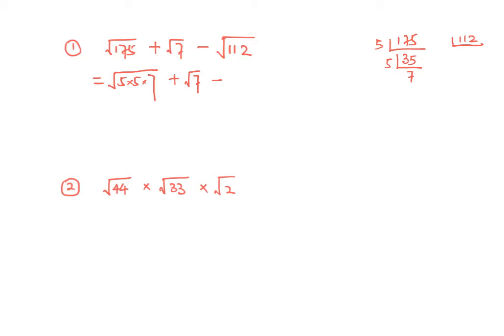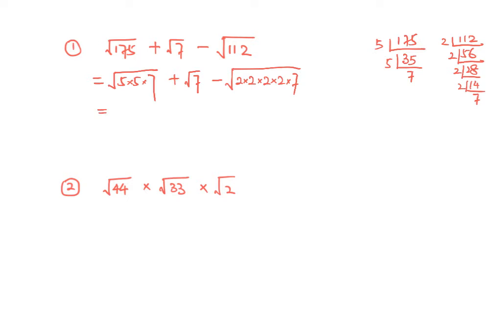But square root of 112, we can also do short division. 112 divided by 2, we get 56. Divided by 2, we get 28. Divided by 2, we get 14. Divided by 2, we get 7. So square root of 112 is equal to 2 times 2 times 2 times 2 times 7.